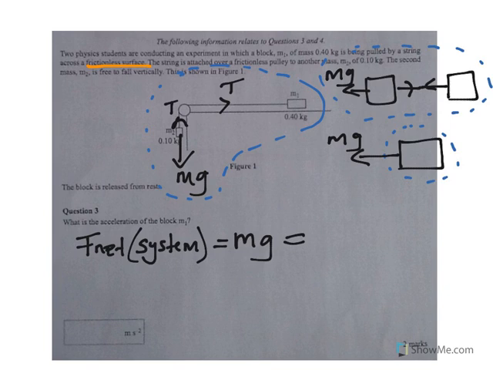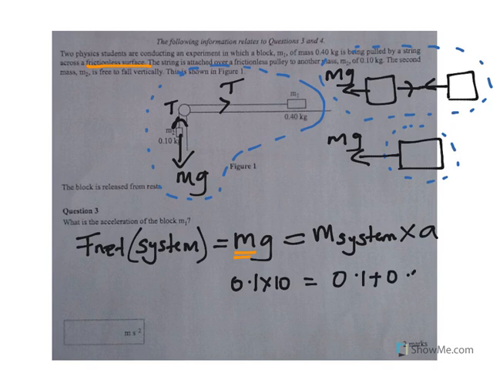But here's the trick. It's not this m. It's the mass of the system. So I'm just going to write mass of system times a. Now mg is 0.1 times 10, but the mass of the system is 0.1 plus 0.4. It's the two masses. So our acceleration is actually going to be 1 divided by 0.5, which is 2 meters per second squared.